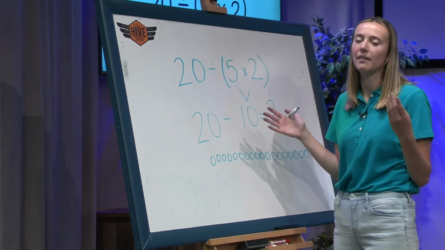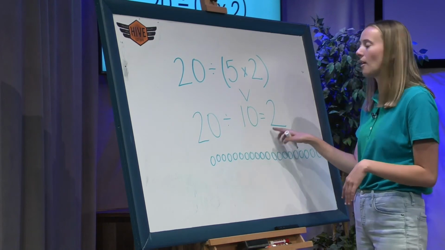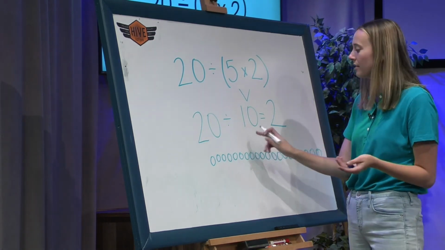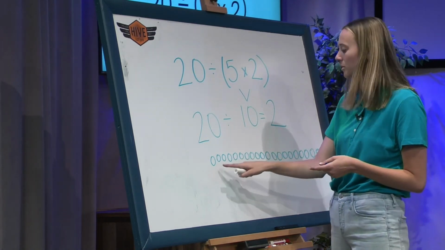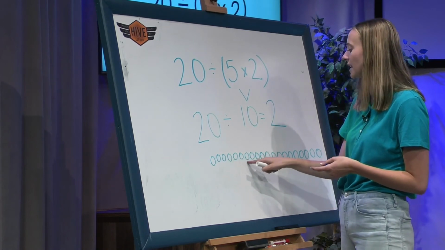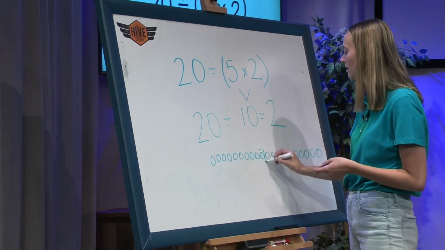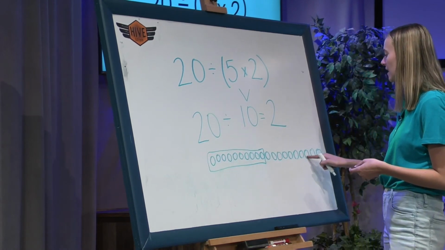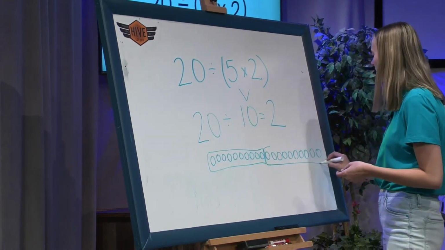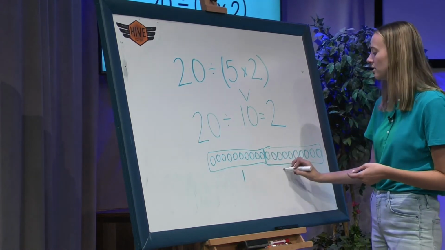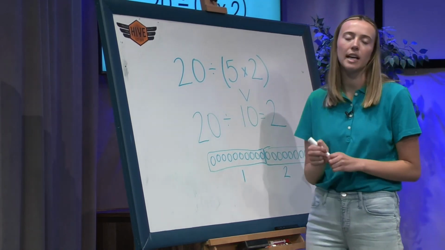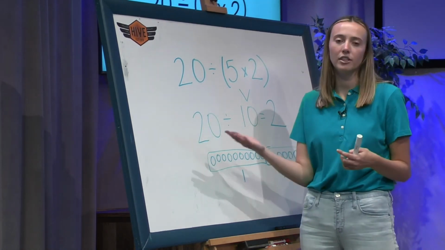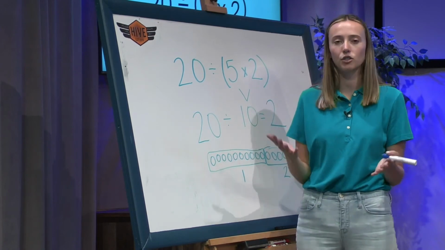So let's say you want to have 10 in each group, and you want to know how many groups you have. So let's put 10 of these circles in a group. 1, 2, 3, 4, 5, 6, 7, 8, 9, 10. 1, 2, 3, 4, 5, 6, 7, 8, 9, 10. And you have 1, 2 groups. That's just a way to do division if you're still learning it or you're still struggling with it.